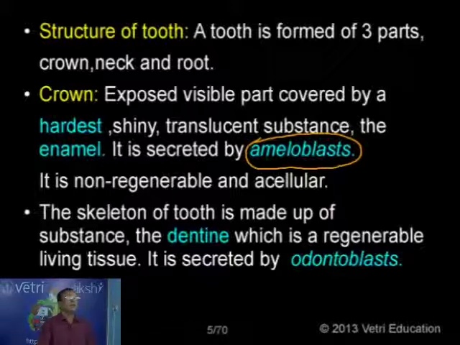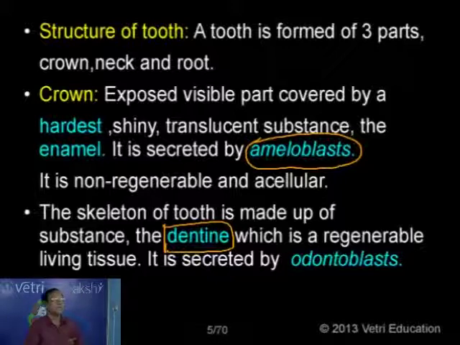Now, just below this enamel coating, we have the main structure of the tooth, the hardest part, namely the skeleton of the tooth, which is formed of a substance called dentine. Unlike the enamel, the dentine is cellular and regenerable. It is formed of cells and it can also be regenerated. So enamel cannot be regenerated and it is acellular, and dentine is cellular and regenerable.